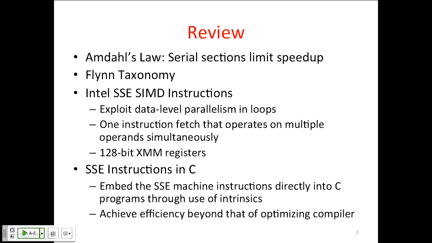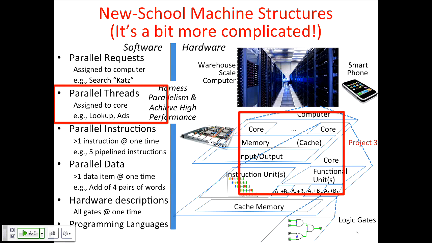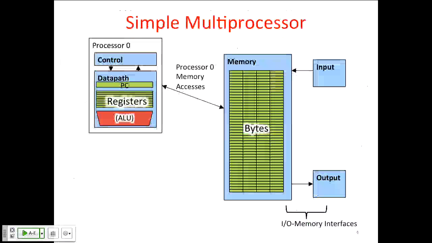Okay, so that's what we covered last time. So this time, to remind you where we are on the stack, we're going to look at a different level of parallelism, which is at the thread level. This is where you have different processor cores running independent little programs, independent threads, and that's what we're looking at today. So where does this come from?